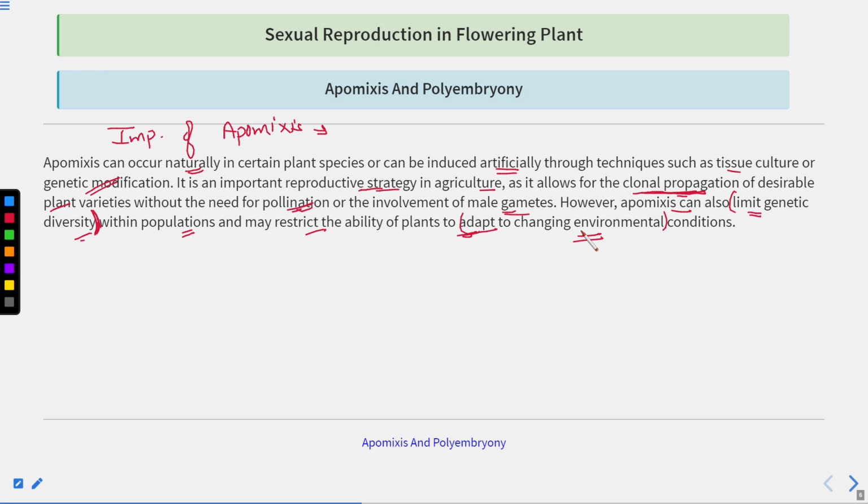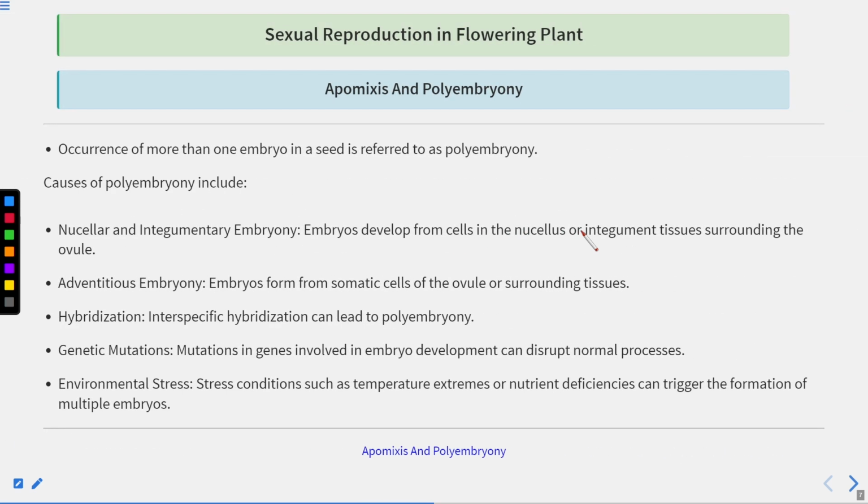Okay, clear? Now let's move on. Now let's talk about polyembryony. Occurrence of more than one embryo in a seed is known as polyembryony. This is very simple. Poly means many. So occurrence of more than one embryo in a seed is known as polyembryony.